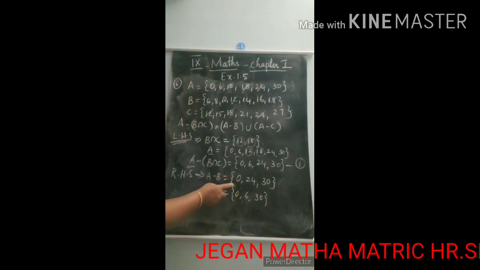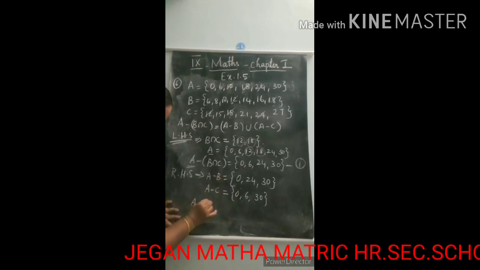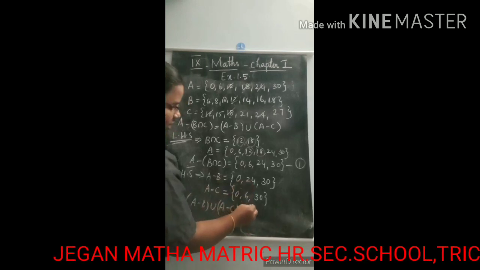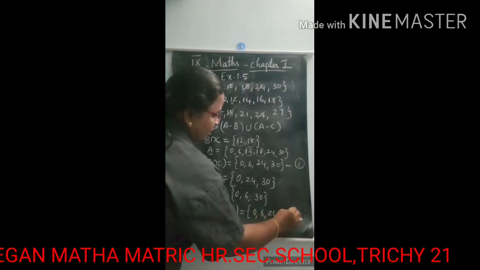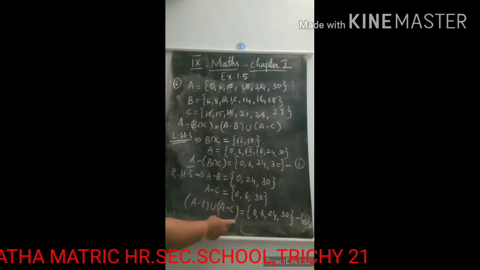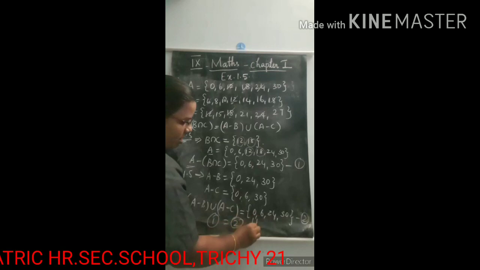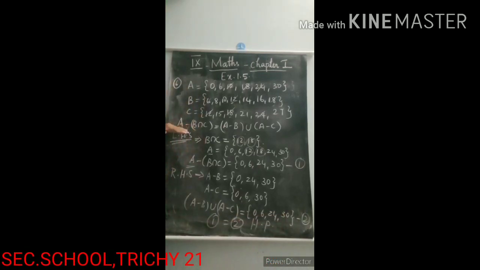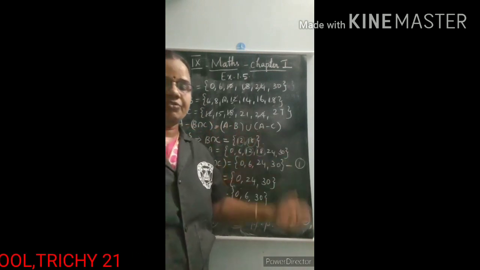Now we have to take the union of these two terms. So A difference B union A difference C is equal to all the elements: 0, 6, 24, 30. This is the second equation. Let us see that the first and second equations are equal. So both are equal, hence proved. A difference B intersection C is equal to A difference B union A difference C.